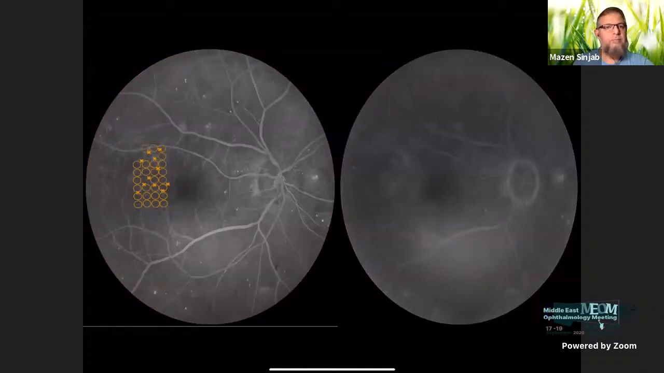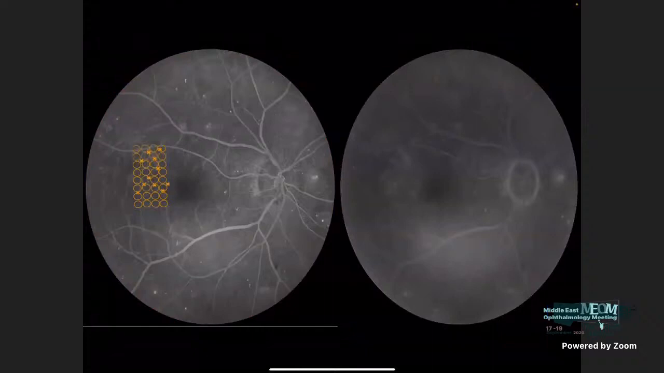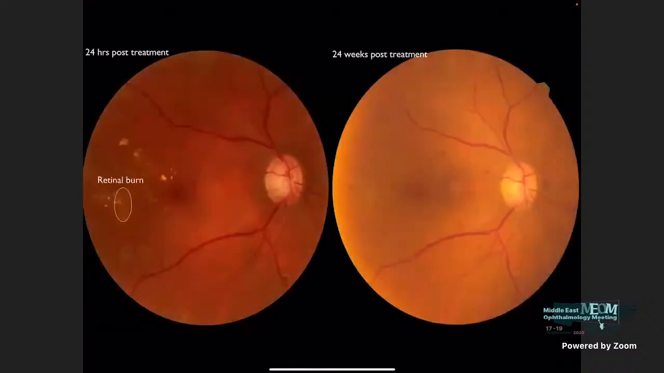As we look closer, there is a small area of leakage and the same area depicted as macular edema near to the fuzz. So I switched to 5% duty cycle with a subthreshold microsecond laser covering this area. This is how a retinal burn looks, and this is how the threshold laser looks. I just made this to let you see the difference between both of them.